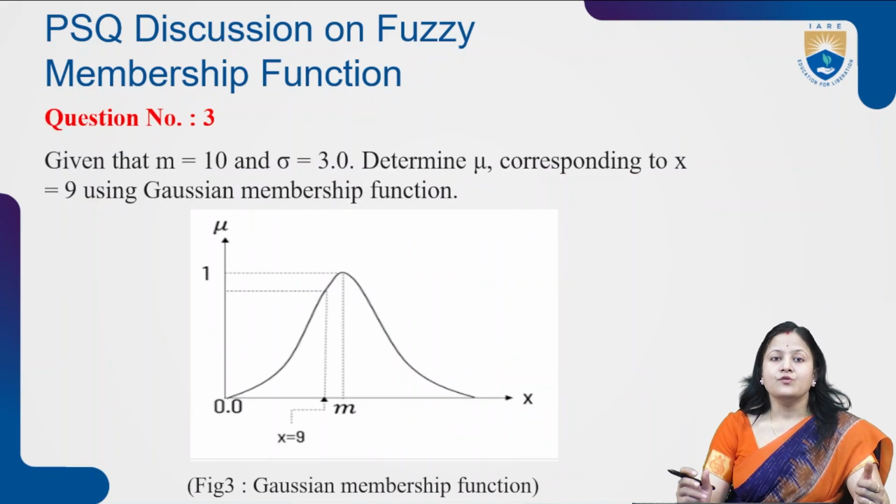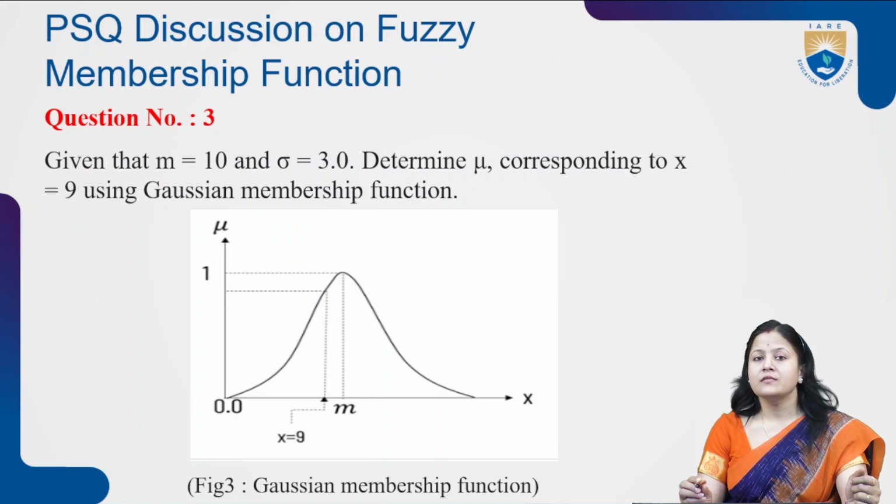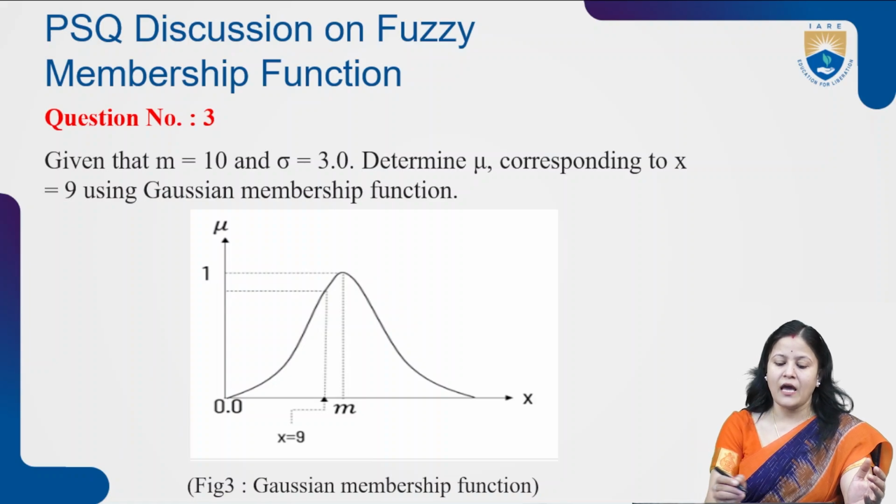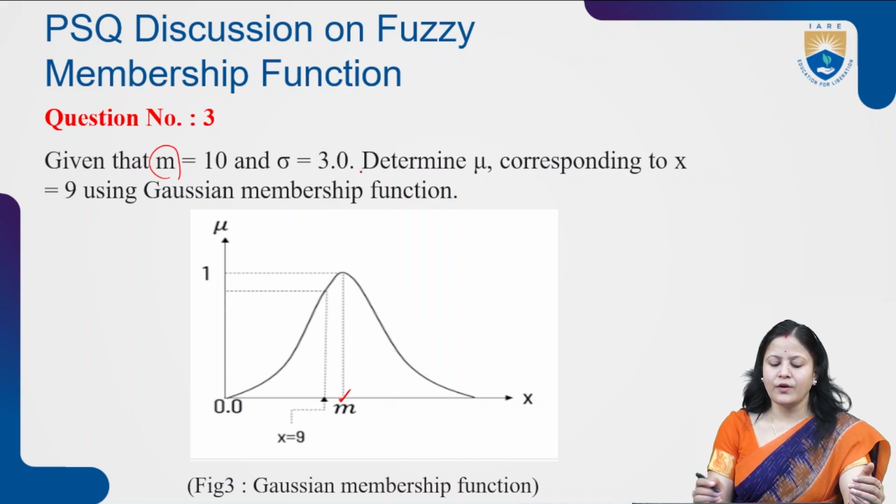So one more question is given. Given that m is equal to 10 and sigma is equal to 3.0, determine mu corresponding to x equal to 9 using the Gaussian membership function. The Gaussian membership function, as we know, follows a symmetric distribution and the graph is bell shaped. Here m is the center of the normal distribution, and sigma is the spread of the distribution. So using this Gaussian distribution, what would be the formula?